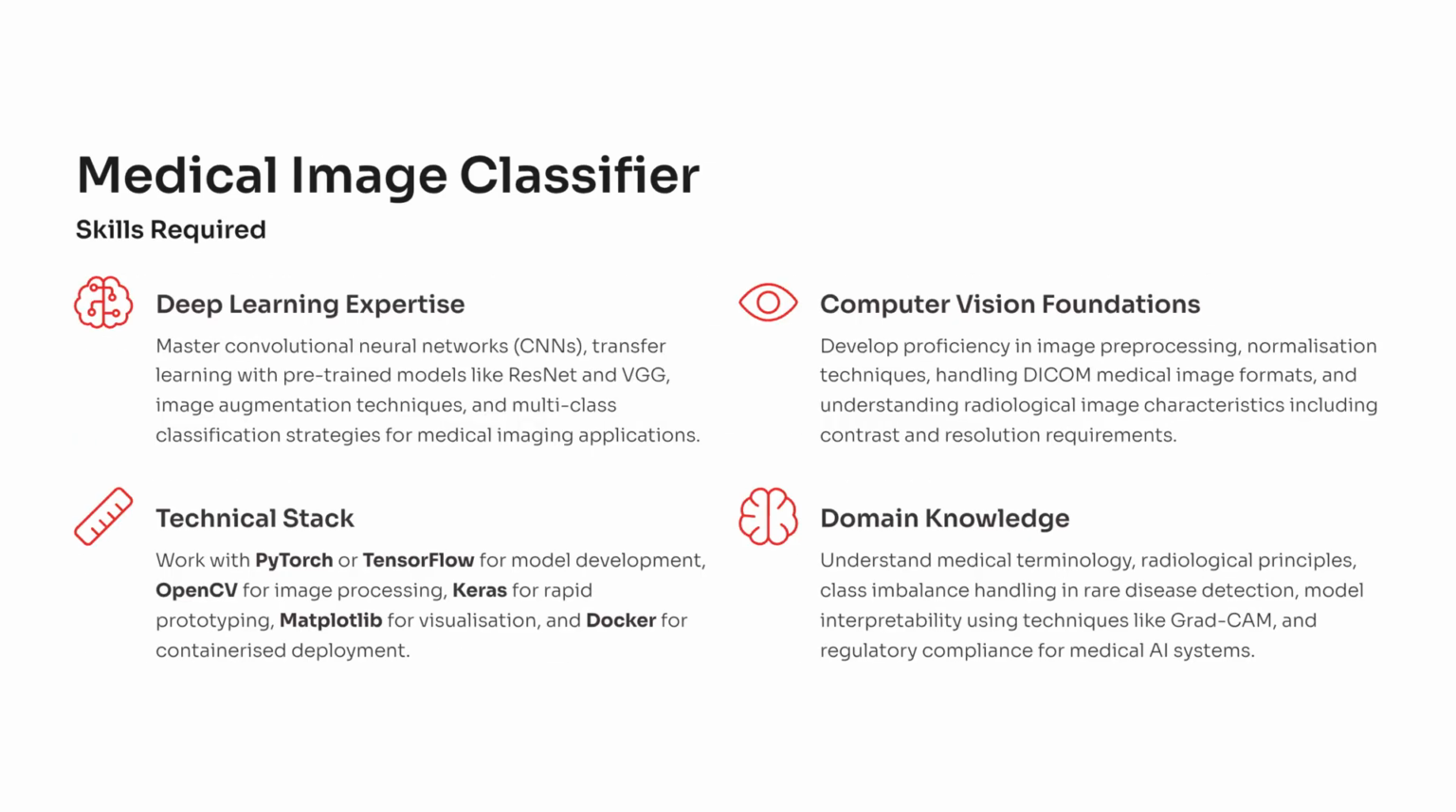To build a medical image classifier that actually impresses recruiters, you need the right mix of technical and domain skills, and this slide gives you the foundation. Your main tool is deep learning, especially convolutional neural networks, because they help the model recognize edges, textures, shapes, and abnormalities inside medical scans. Transfer learning becomes your biggest advantage, because models like ResNet, VGG, and EfficientNet already understand general visual features, and you only fine-tune them for medical images. This saves time and gives strong accuracy.